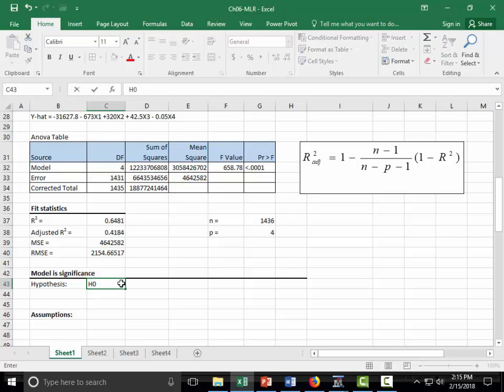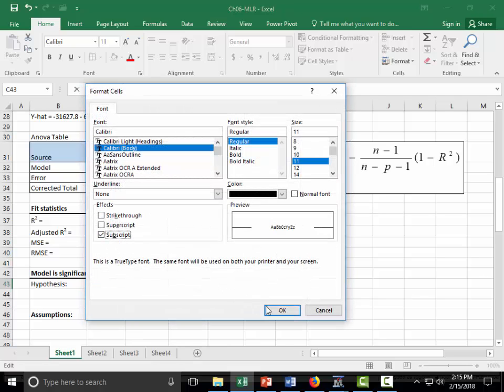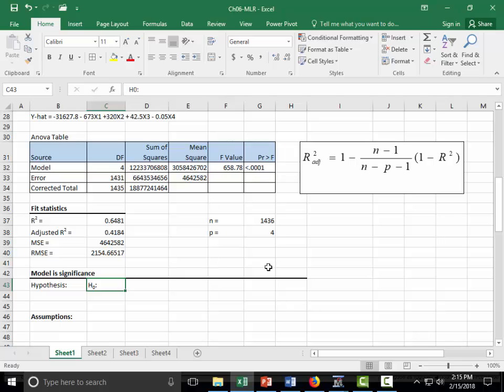So we have H sub 0. The null hypothesis is always that the model is not significant. That is, all the slope coefficients are equal to 0. So that's the null hypothesis.